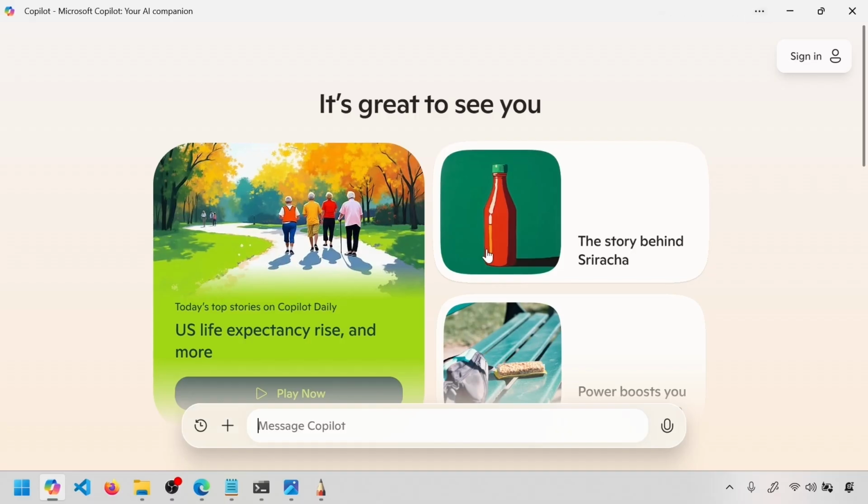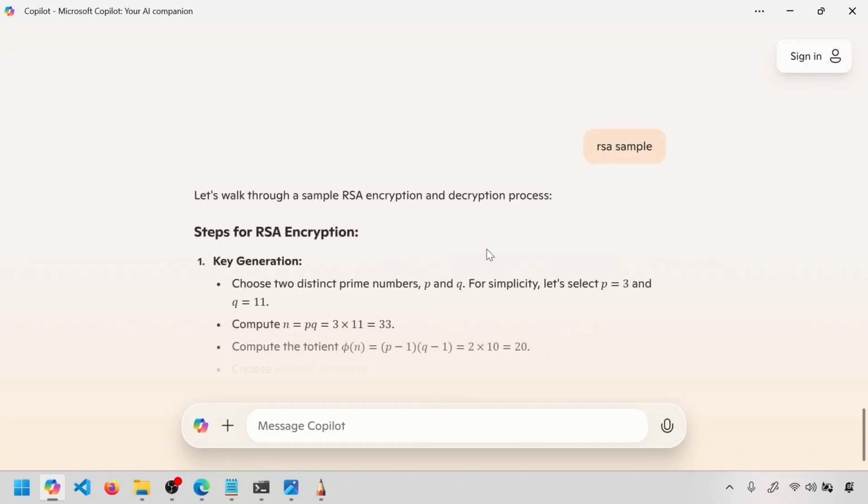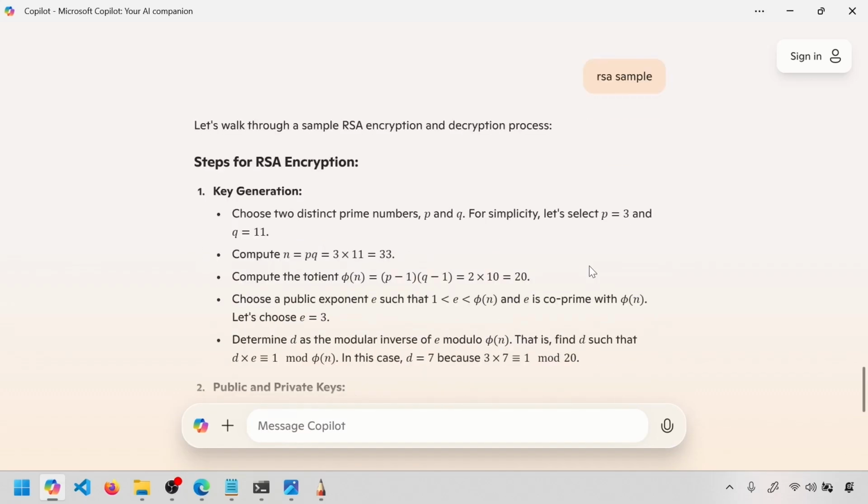If you are doing this yourself, you can use your own favorite search engine and search for an RSA sample. This is Microsoft Copilot I'm using. So we are getting an example here.